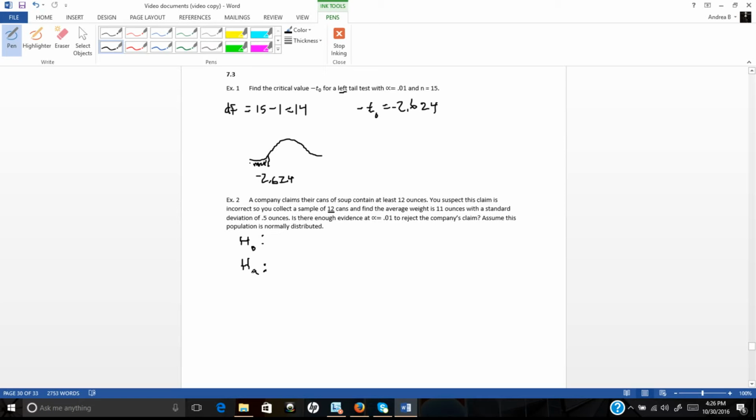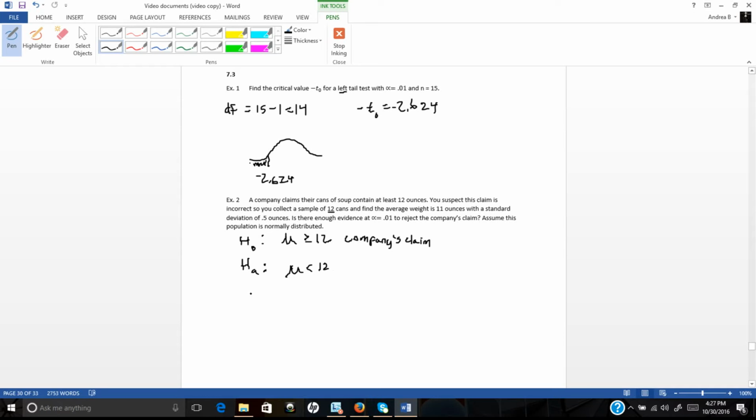So once again, write out the null and alternative hypothesis. We're dealing with an average again. Here we have the claim that it's at least 12 ounces, so that means greater than or equal to 12. And that's the company's claim. That's what we're testing here. And then the alternative, remember, has to be the opposite statement. So if that's greater than or equal to, the alternative is less than.